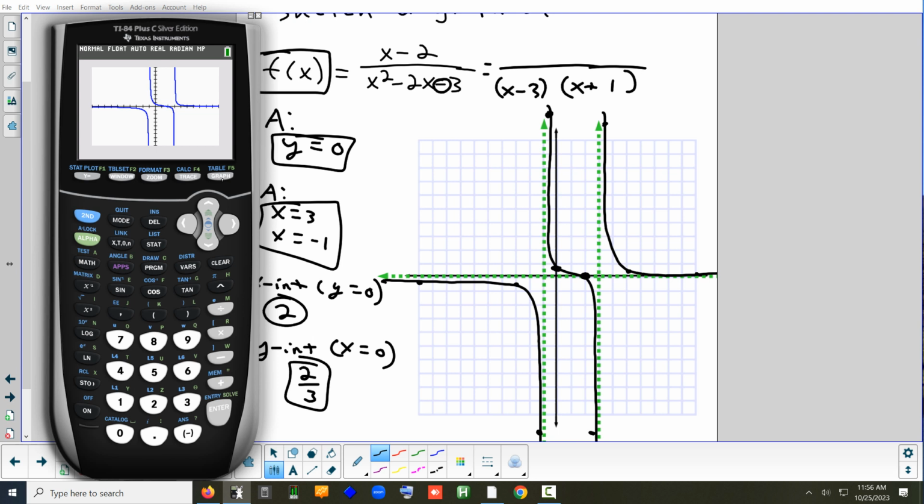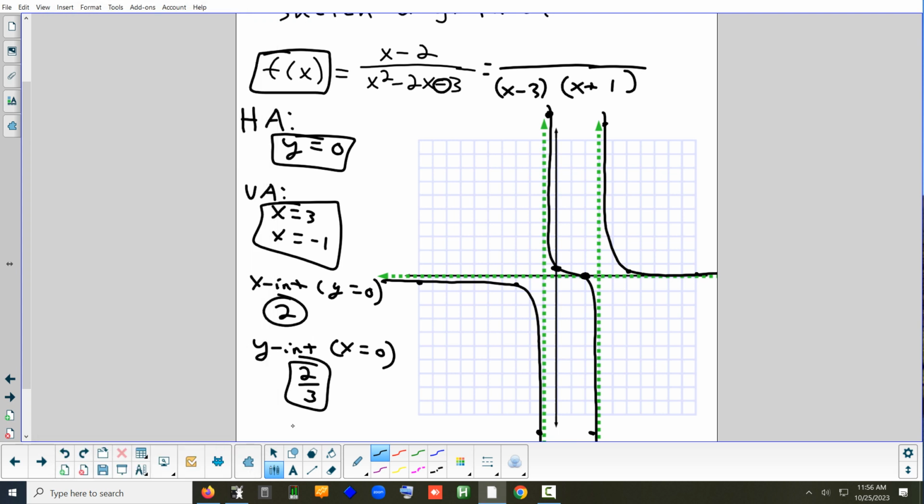Okay, so that's sketching rational functions. Once you do one, they kind of look pretty similar. You can get a few different things that happen, so always just check near the asymptotes and make sure you know what's going on. Okay, any questions on that one?